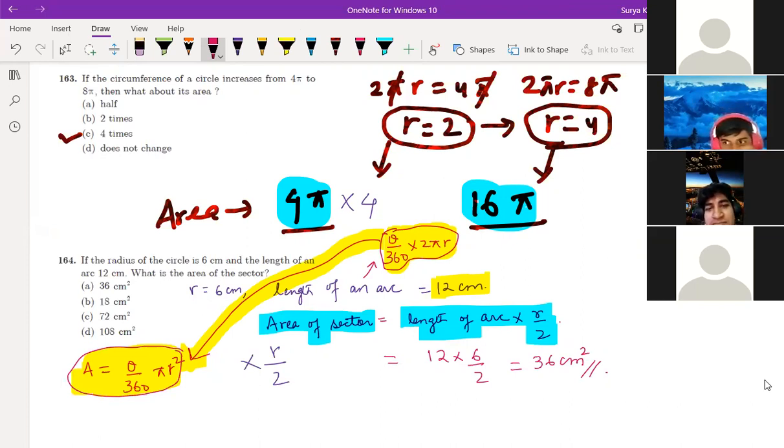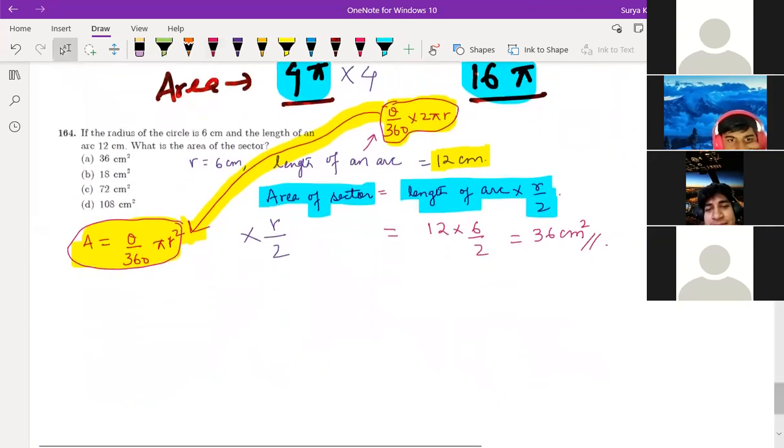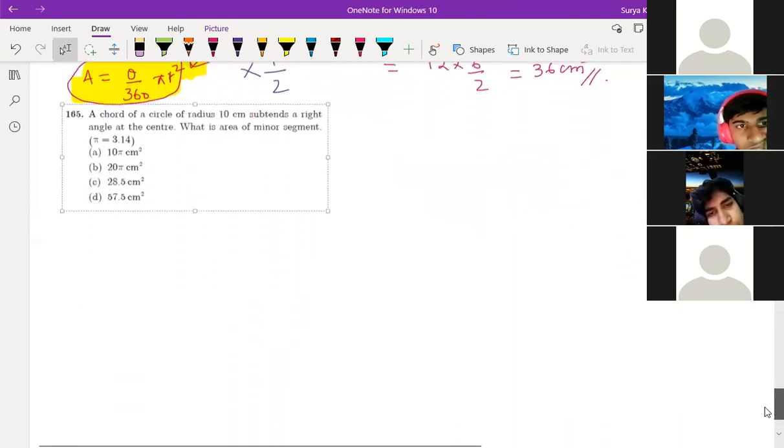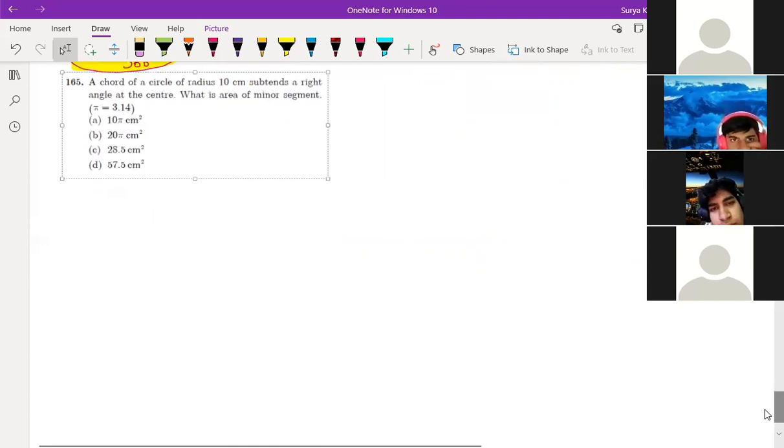Next is your 165. A chord of a circle of radius 10 centimeter subtends a right angle at the center.